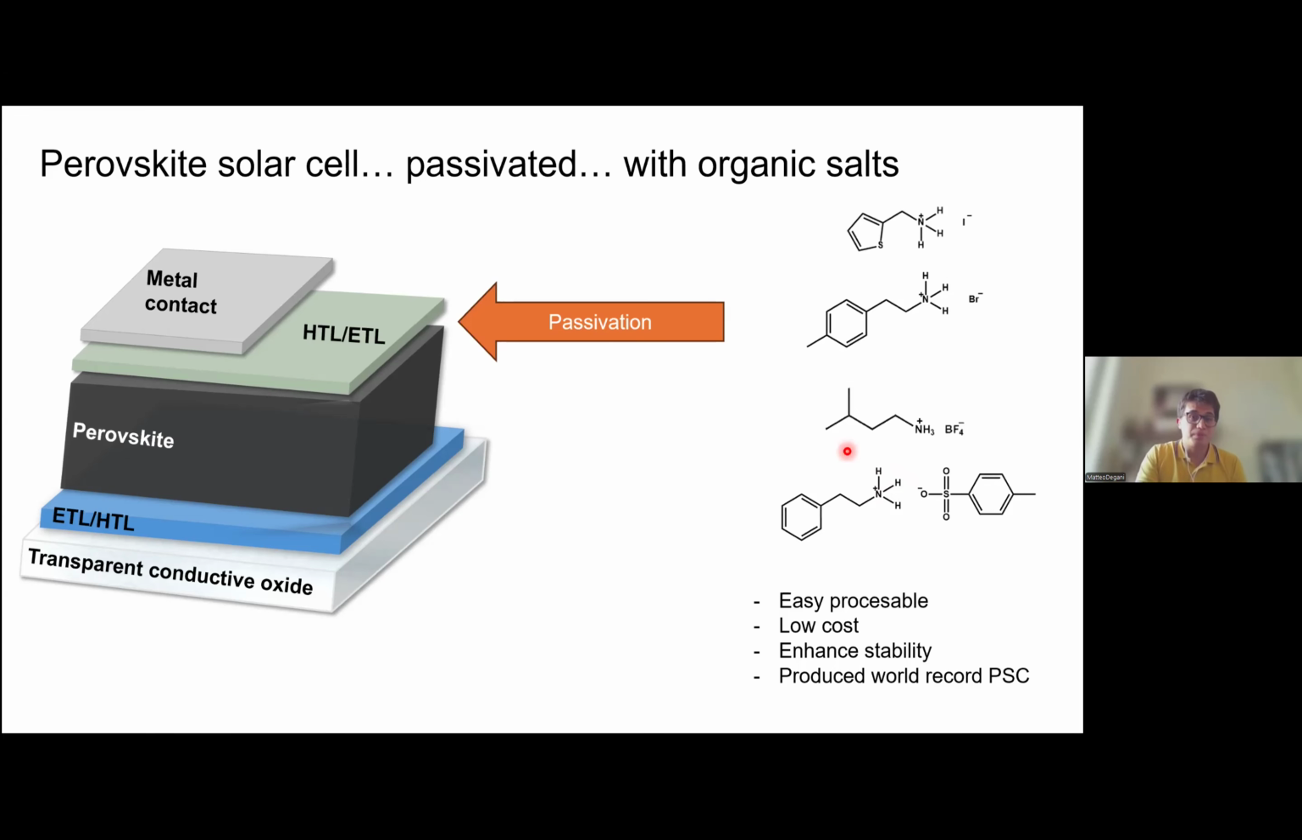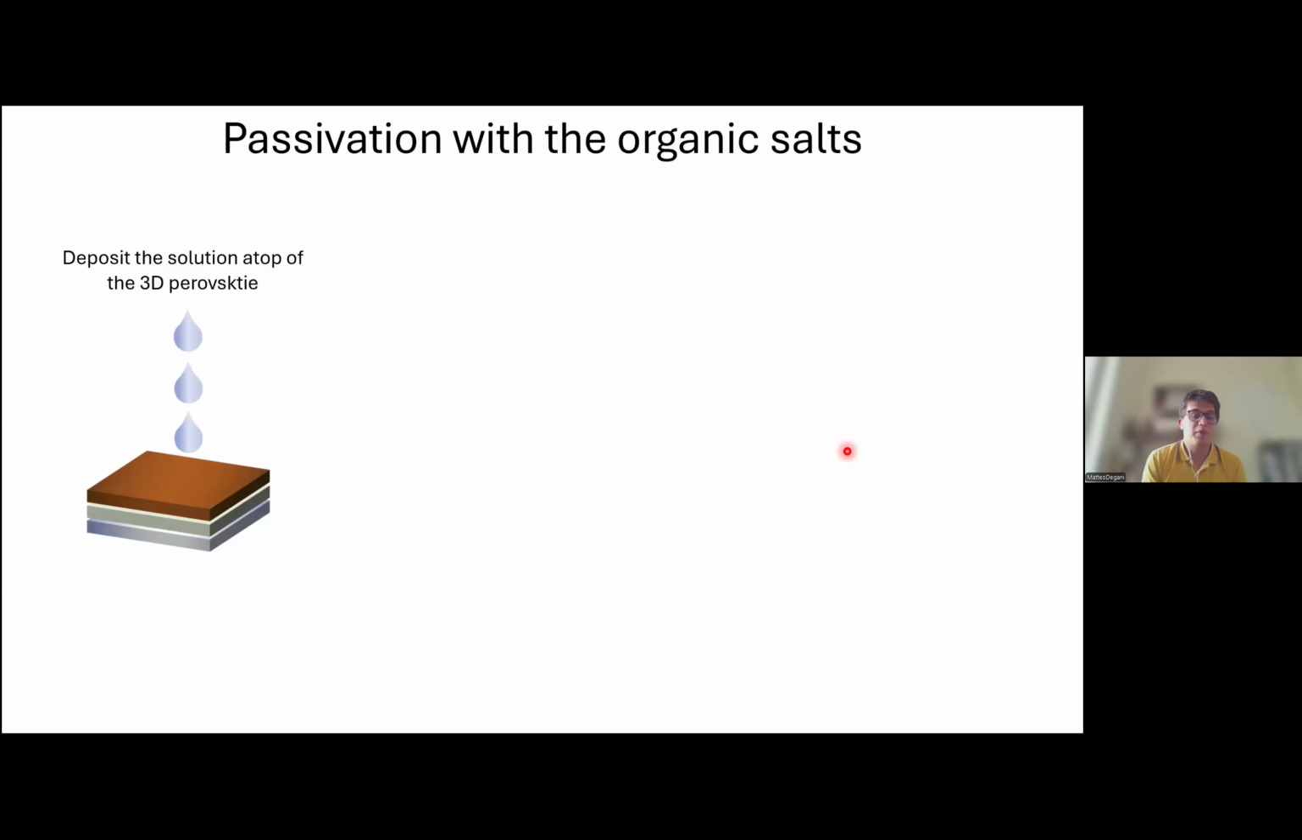How can we perform a passivation? Basically, we drop the solution, usually in IPA, as I mentioned before, on top of the surface of the 3D perovskite. And we get a nice enhancement in the VOC and maybe also in the other PV parameters. But something that people do not always report is that with these organic salts, we can actually get two different passivations.